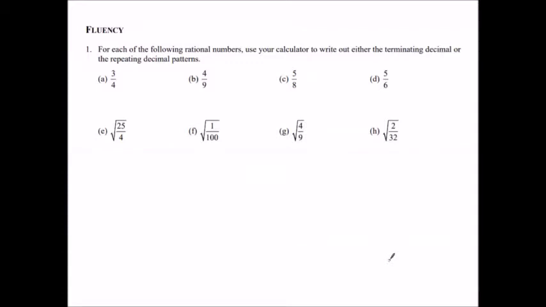Unit 9, lesson 2 on irrational numbers. So number 1 has 8 questions to it. It says for each of the following rational numbers, use your calculator to write out either the terminating decimal, which means it stops, or the repeating decimal. So 3 over 4.